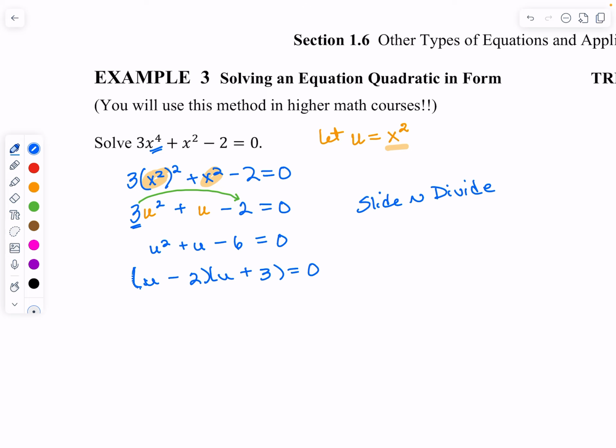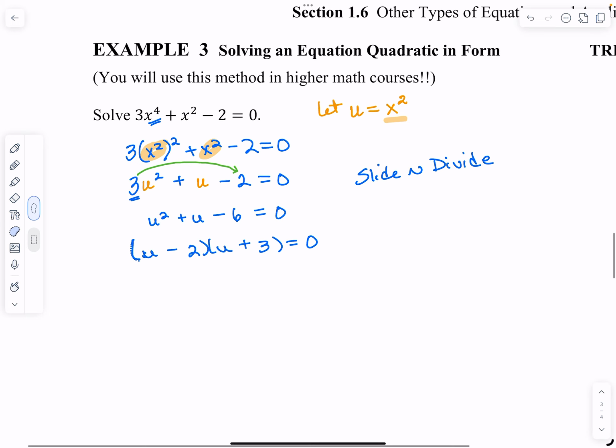That's the factored form. Now I'm not trying to solve for u, right? I'm trying to solve for x. The first one would give you an answer of positive 2, but if you put positive 2 in here, you're not going to get a 0, okay? Because that is the solution to this guy.